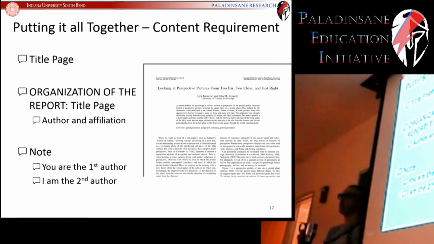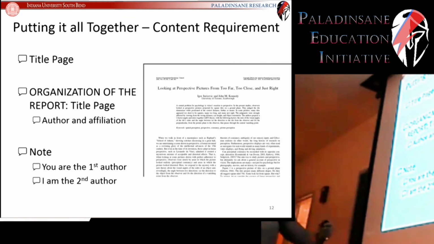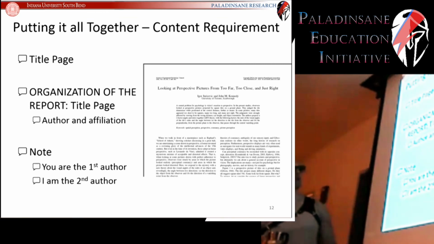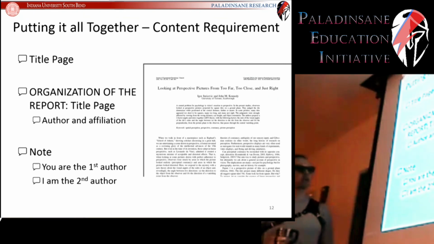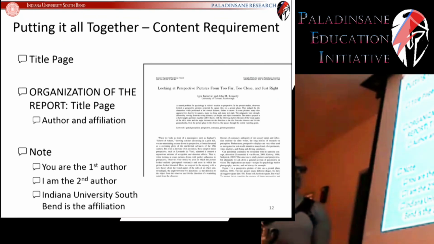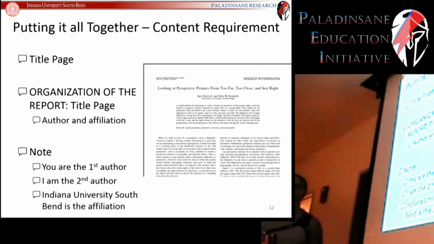I designed the stimuli, I ran the results. So I have done enough to become an author on this, but I have not done enough to be first author. So you're going to be first author, I'm going to be second author. Make sure that you have that on your title pages. And then Indiana University South Bend is going to be the affiliation.